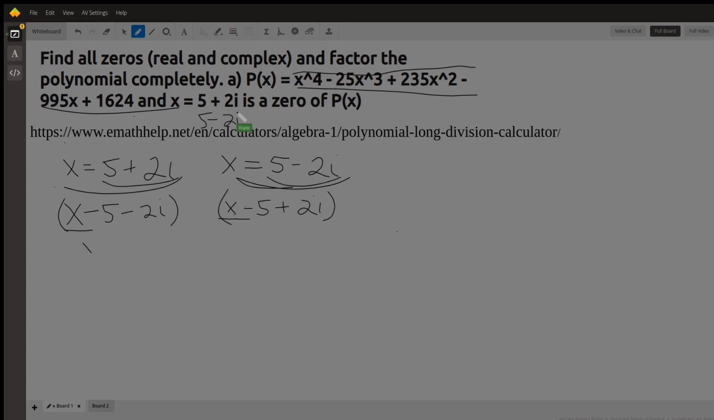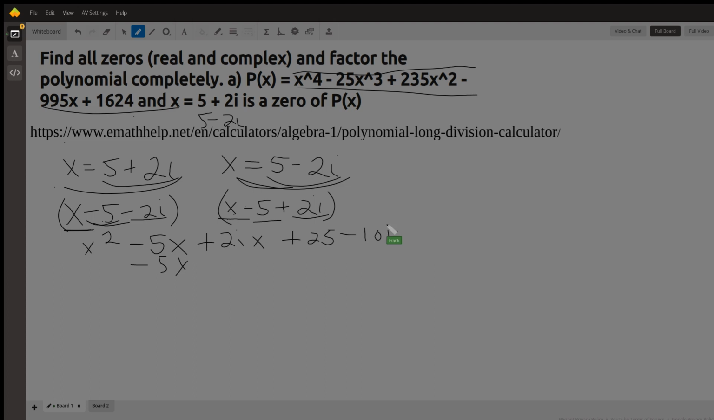x times x is x squared. I'm just multiplying every term in the first one by every term in the second one. x times minus 5 is minus 5x. x times 2i is plus 2ix. And I'll write like terms under each other so I can easily combine them. Now negative 5 times x is negative 5x. Negative 5 times negative 5 is plus 25. And then negative 5 times 2i is minus 10i.